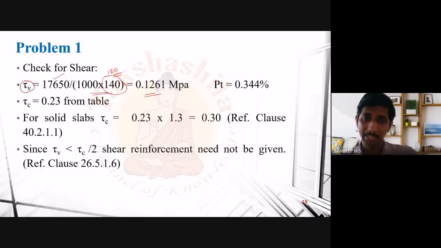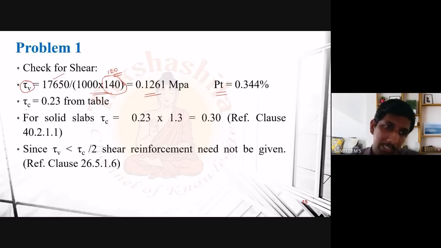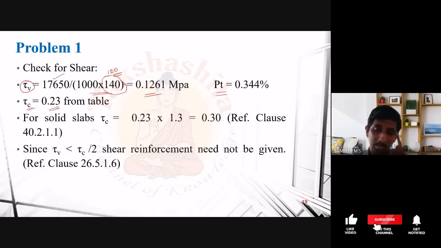Here it is mentioned as 0.1261, and the percentage of tension steel provided was 0.345. In the previous case, we have seen that the percentage of steel was 0.345, and as per Table 19, we can get the shear strength of concrete based on 100 Ast by bd, that is this value, and your grade of concrete. It is obtained as 0.23. Now there is a slight change in the case of slab. So let's go to clause number 40.2.1.1.